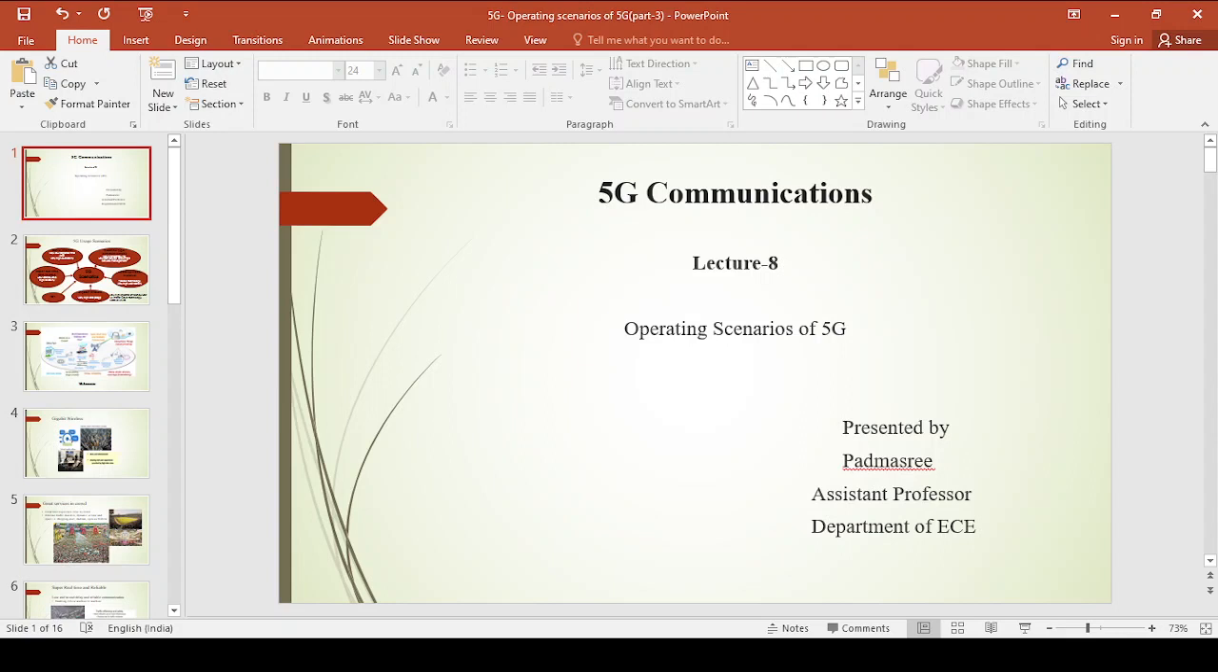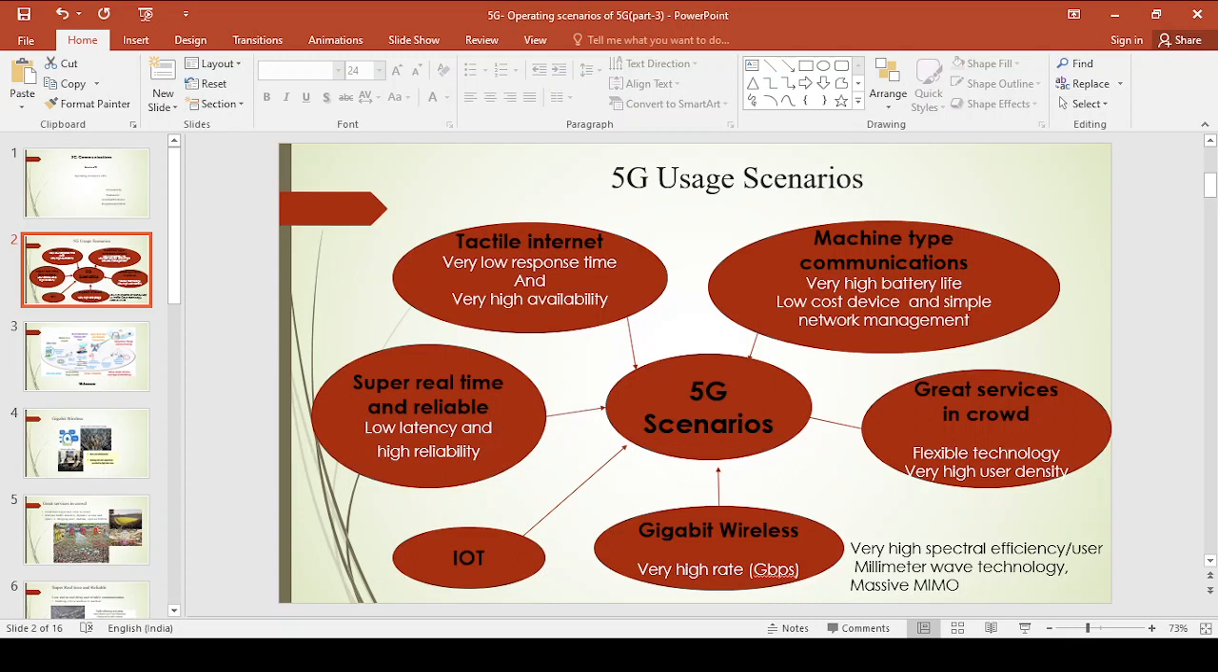Now coming to this lecture, in this lecture we will see the different operating scenarios of 5G in detail. Nothing but different application scenarios that are handled by the 5G, we will see in detail. Now coming to the first slide, here we have 5G usage scenarios, right? The 5G usage scenarios are nothing but the application scenarios that are handled by the 5G, represented in this particular slide.